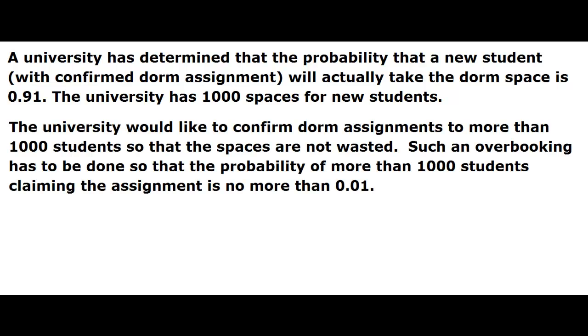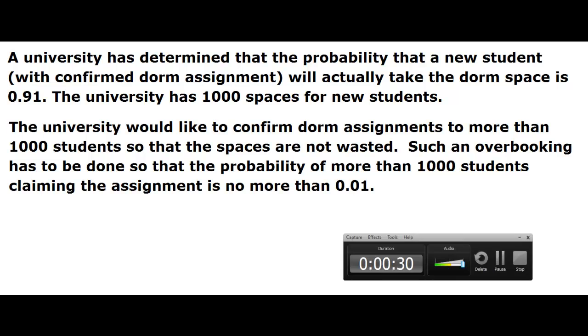Now the university would like to confirm the assignments to more than 1000 students so that the spaces are not wasted. Now they want to do this overbooking in a cautious manner so that the probability of them running into trouble is no more than 0.01. So let's see one way of approximating such a probability.